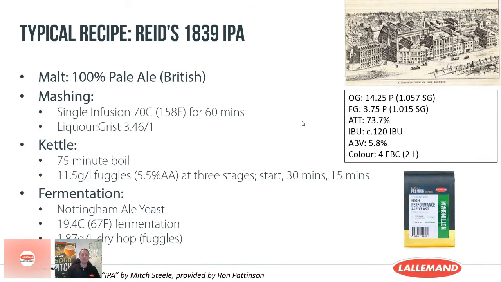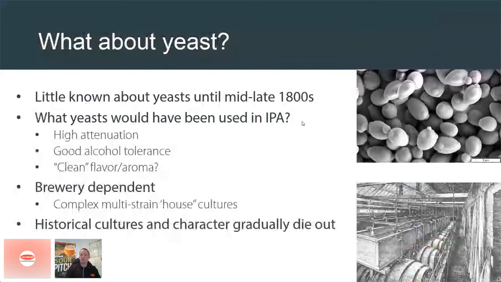So it gives us some indication of a typical recipe from the 19th century, and there are many more in Mitch Steele's fantastic book on IPA. So the question we all want to ask is, what about yeast? Well, I think it's fair to say that little was known about yeast until the mid to late 1800s, and I guess one key question is what yeast would have been used in IPA, and it's a very difficult question to answer in some respects because there's so little record, so little knowledge of the strains and the cultures being used in the 1800s. There are some indications, however, and some of the recipes in the book IPA give us a clue.